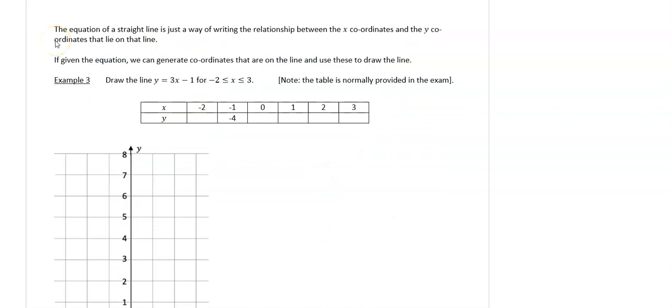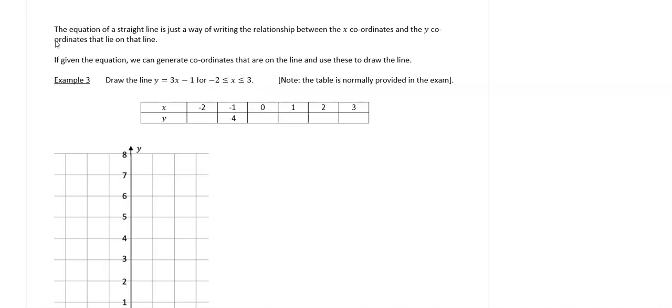Okay, this example is more like what we would actually get. And this is where you have to actually calculate the missing values. Normally the table of values is provided for you in the exam. Not always, but most of the time it will be. It says draw the line y is equal to 3x minus 1 for minus 2 is less than or equal to x is less than or equal to 3. So this gives you an idea. If they didn't give you a table of values, this would give you an idea of what you need to do.